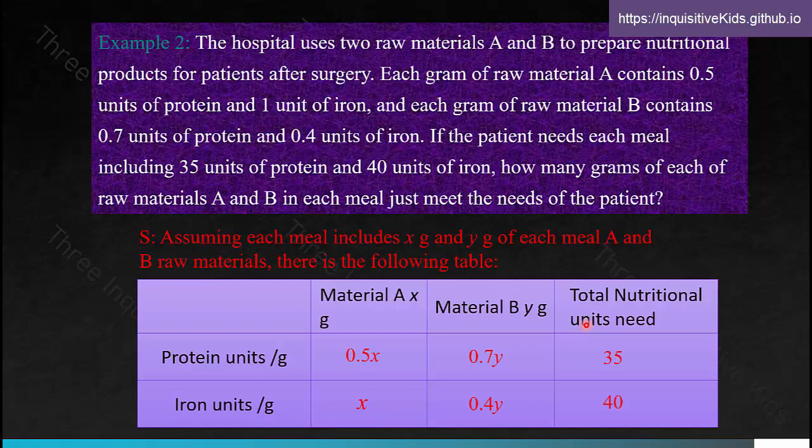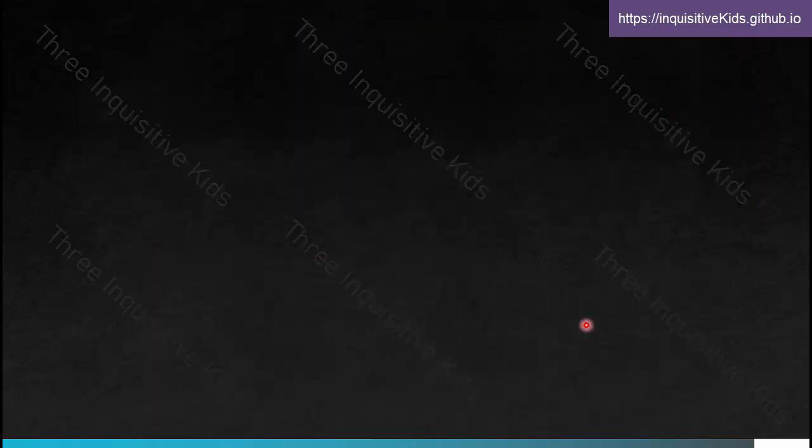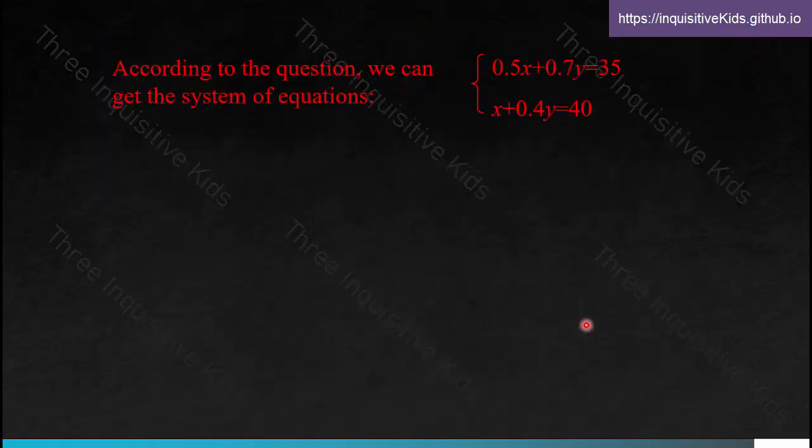So we know that each meal includes X grams of material A and Y grams of material B. So here we can make the list. Total nutritional units needed per meal would be 35 and 40. So according to the question, we can get the system of equations: 0.5x plus 0.7y is equal to 35, and x plus 0.4y is equal to 40.